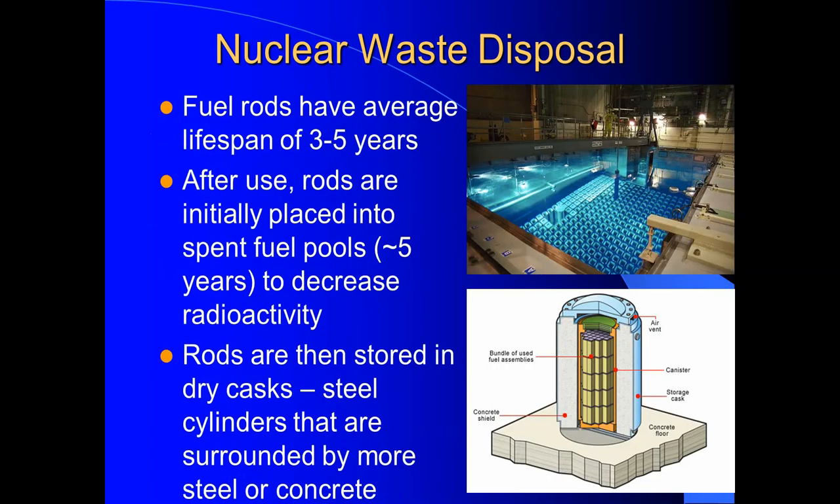Now, let's talk about the waste, guys. As I mentioned before, those fuel rods have an average lifespan of anywhere between 3 and 5 years. As soon as they come out of the core, they get put into what are called spent fuel pools. You can see a picture up here at the top. Each of these rectangular cylinders, guys, is holding one spent fuel rod. So what we do is we stick them in these pools to decrease their radioactivity. And we leave them in there for about 5 years. Okay? So once again, essentially we're cooling them off. These very, very hot rods that come out of the cores after all this fission, we put them in these pools to cool them off, to decrease their radioactivity.